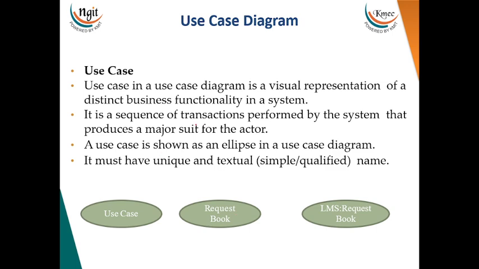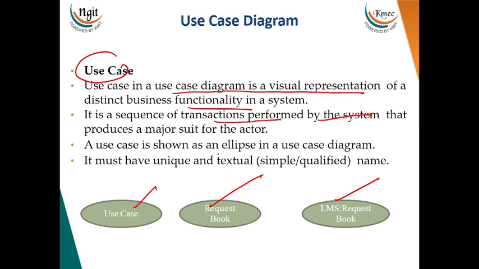Then the use case and use case diagram is a visual representation of distinct business functionalities. Use case, this one, request book, LMS request book. This functionality is represented by a use case. It is a sequence of transactions that are performed in a system. The use case is shown as an ellipse in the use case diagram, and it is a visual representation of distinct business functionalities. So it represents business functionalities.